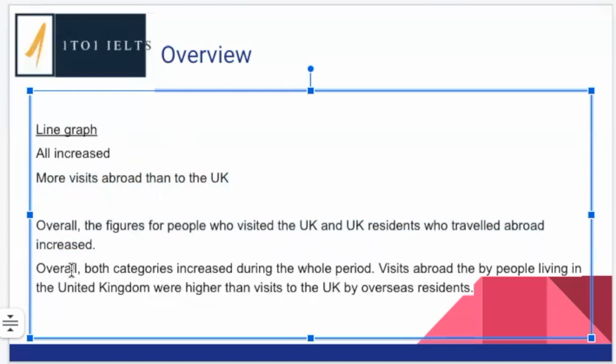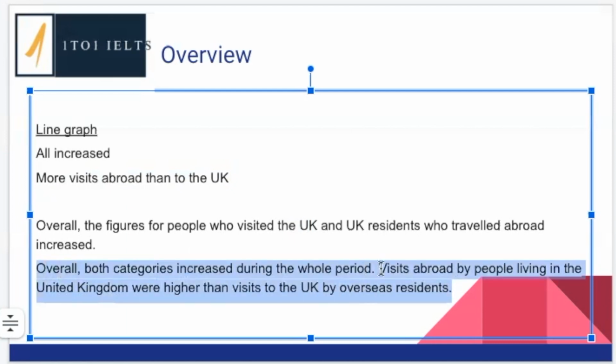Okay, looking at the next one. Overall, both categories increased during the whole period. Visits abroad by people living in the United Kingdom. So I think they have no articles here. Visits abroad by people living in the United Kingdom were higher than visits to the UK by overseas residents. So this definitely covers both.